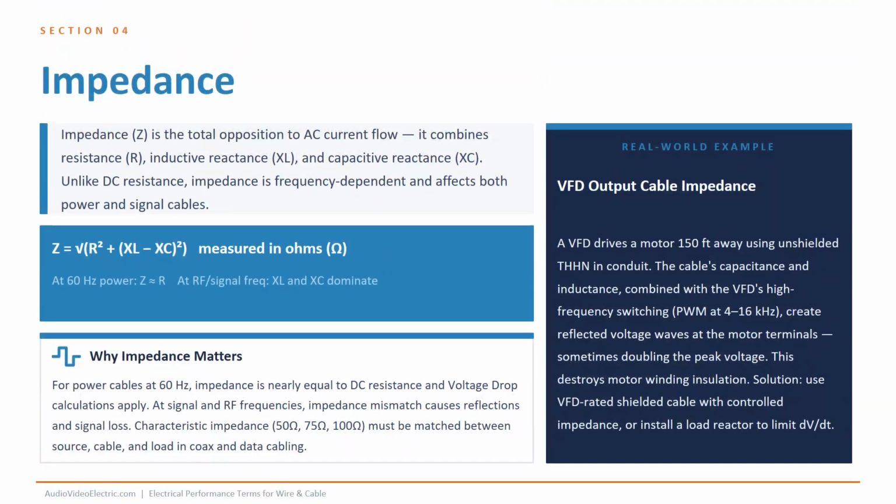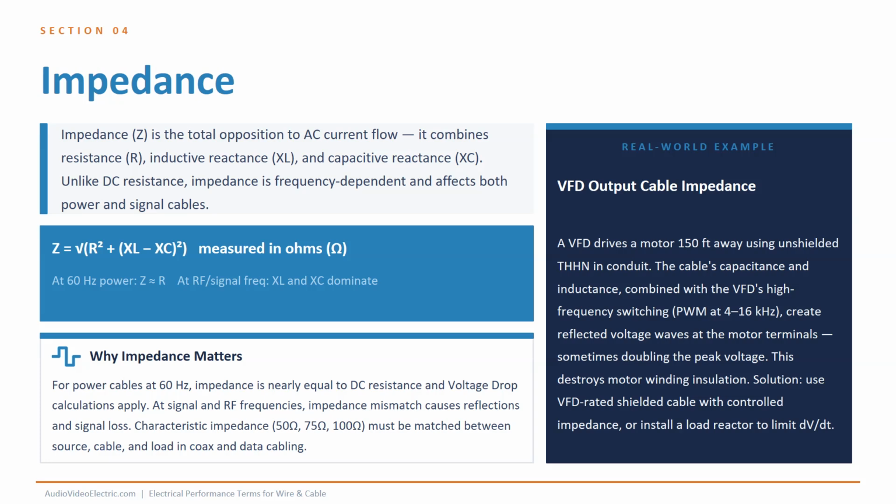Impedance, measured in ohms, is the total opposition to AC current, combining resistance, inductive reactance, and capacitive reactance. Unlike DC resistance, impedance is frequency-dependent, affecting both power and signal cables. For 60 Hz power, impedance is nearly the same as resistance. At higher frequencies, impedance mismatch can cause signal reflections and loss.